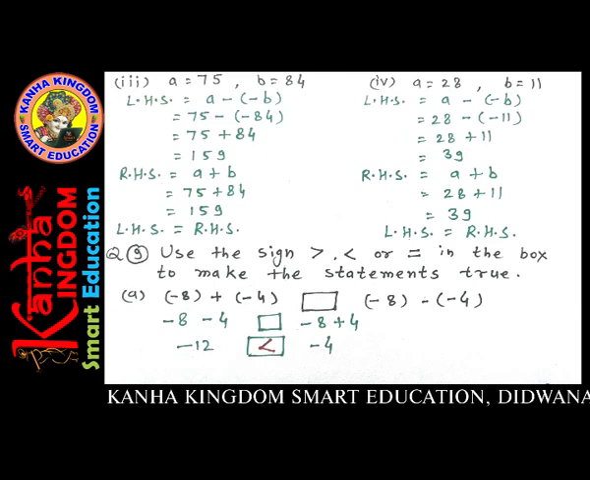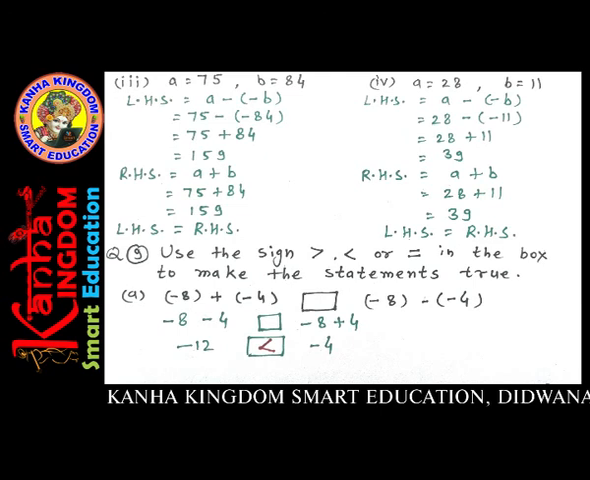Fourth question, a is equal to 28, b is equal to 11. In the left hand side of the question, a minus b, putting the values of a and b. 28 minus 11, minus into minus is equal to plus. 28 plus 11 is equal to 39. Right hand side of the question, a plus b, putting the values of a and b. 28 plus 11 is equal to 39. So left hand side is equal to right hand side.